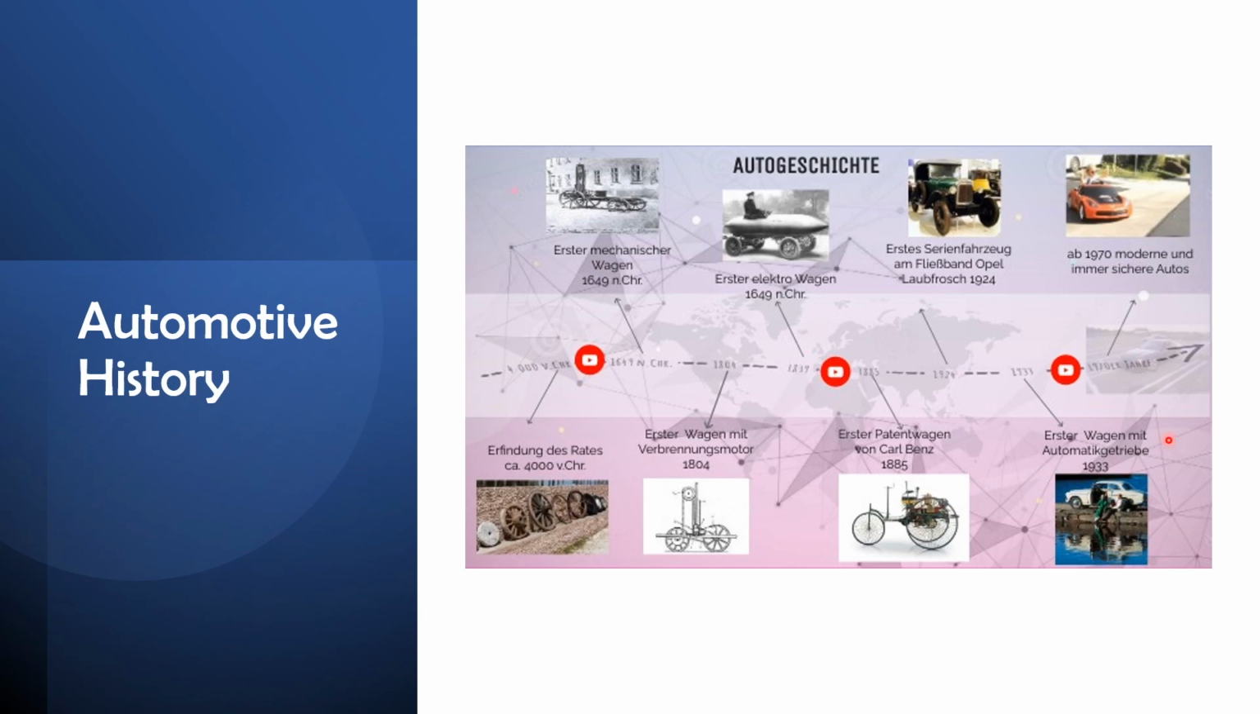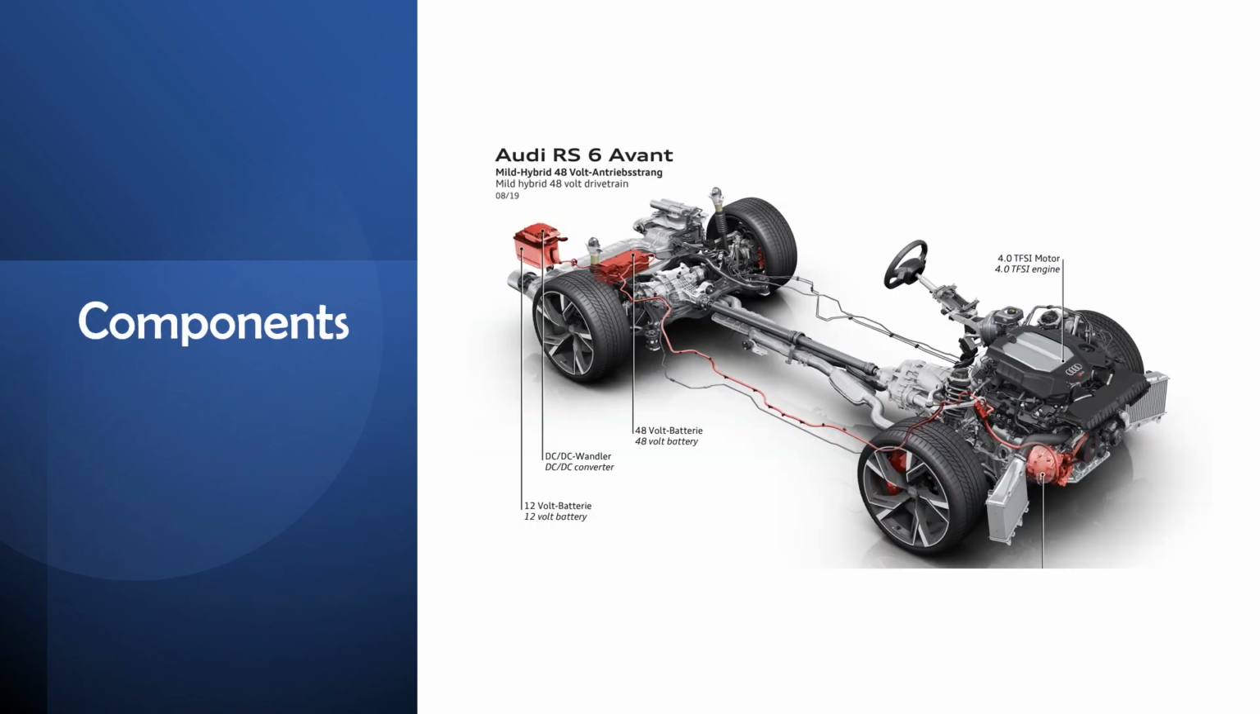Firstly, in 1933, the automatic transmission was created, and from 1970 till today, human-built cars are becoming increasingly safer. After discussing some milestones of automotive history, let's come to some components of a car, like the engine, the transmission, the exhaust system, or even the suspension.